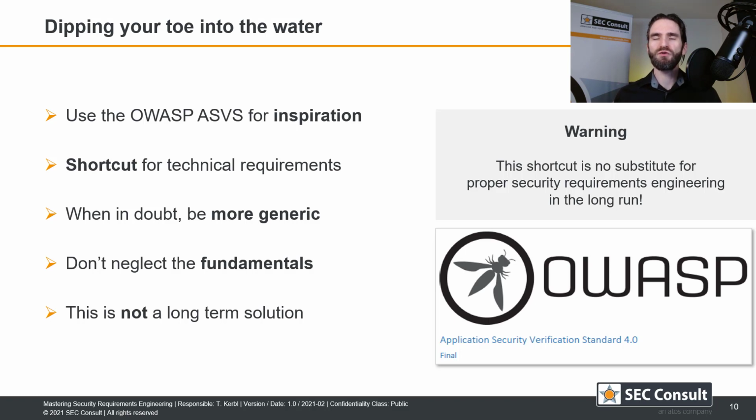So if you're totally new to security requirements engineering, you might be a little bit lost now. Where do you actually start? I can give you one shortcut, and please be warned, that's really just a shortcut and this won't work for you in the long run. But to get some initial security requirements more on the technical side, you can check out the ASVS, the Application Security Verification Standard from OWASP. It's a great standard. It defines specific test cases that should be performed for different types of applications.